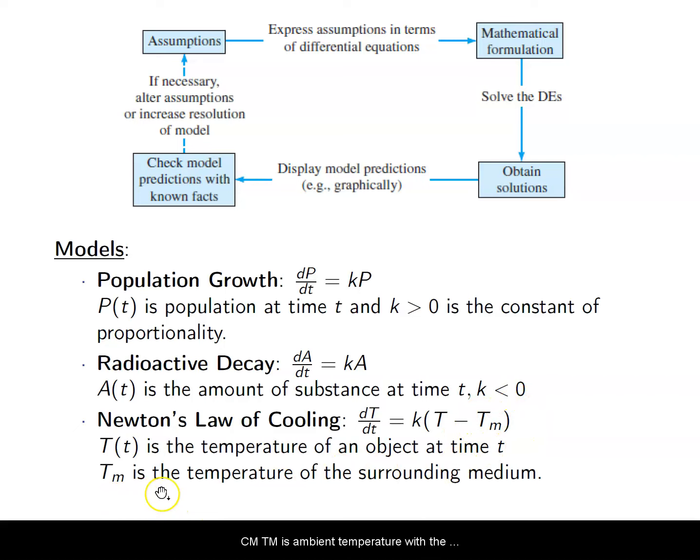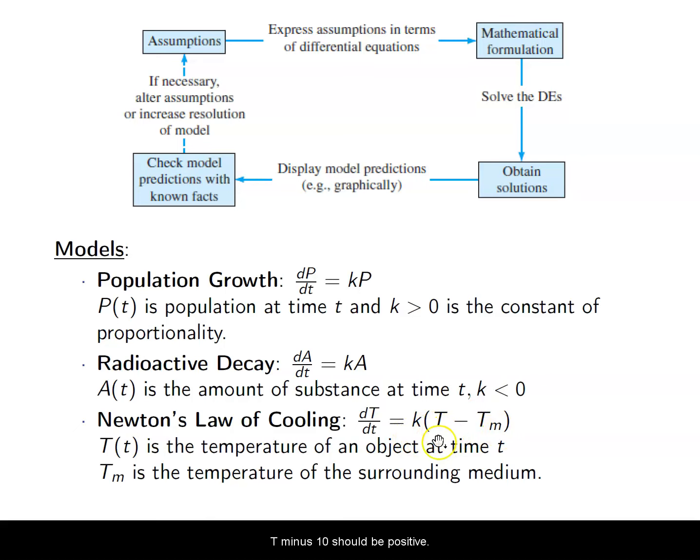Tm is the ambient temperature, or the temperature of the surrounding medium. I said medium because it's not always air. If I put an object into an ice bath, the surrounding medium is the ice bath. So it's whatever the temperature of the medium your object is cooling in. Again, K is that constant of proportionality.